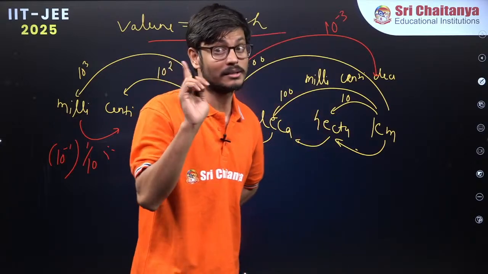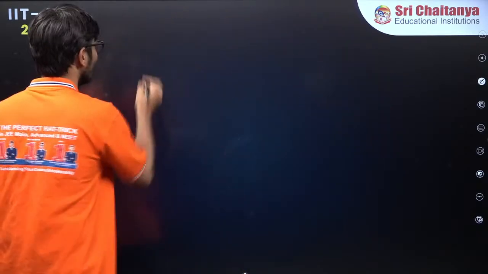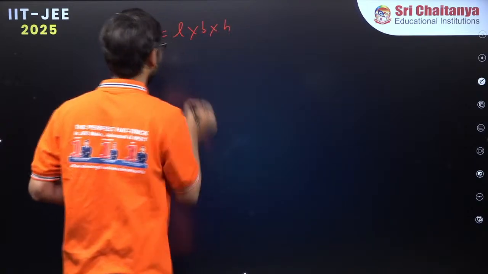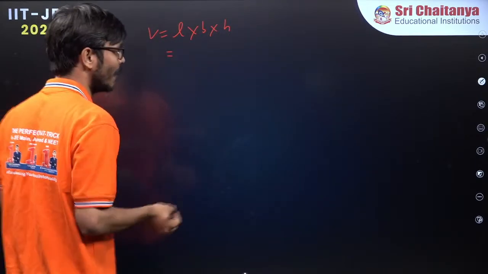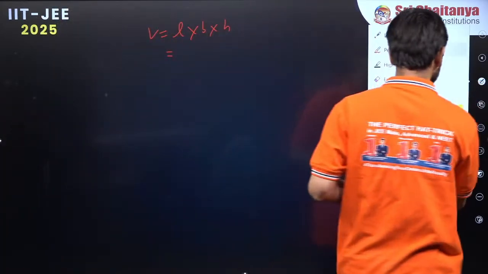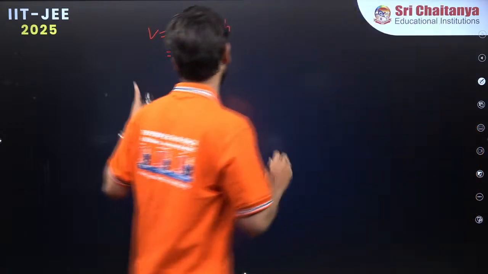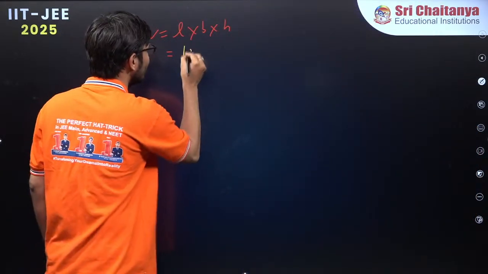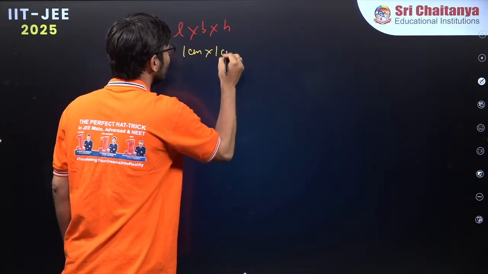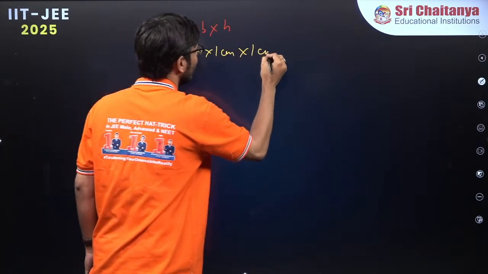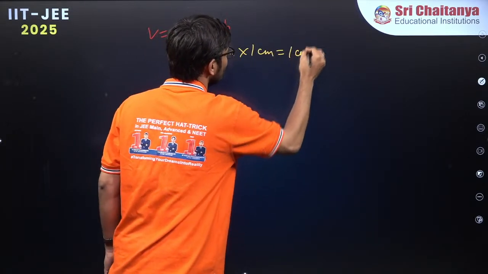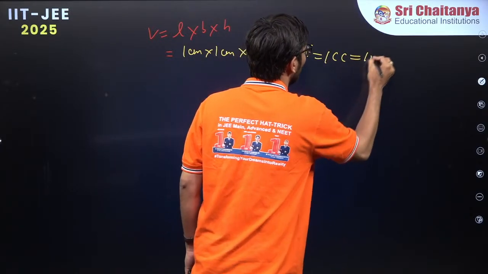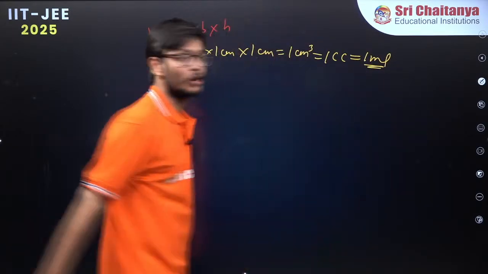Please pay attention, this is very, very important. Volume is equal to length into breadth into height. Let us use dm. Starting with the basic unit, the centimeter: 1 centimeter into 1 centimeter into 1 centimeter is equal to 1 centimeter cube, which is also represented as 1 cc, which is equal to 1 ml.